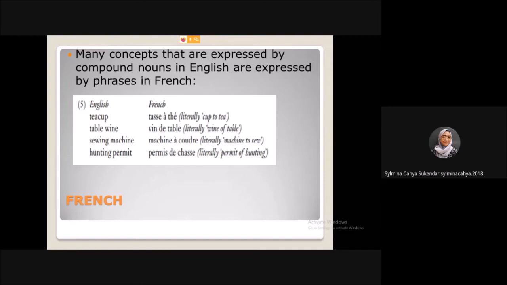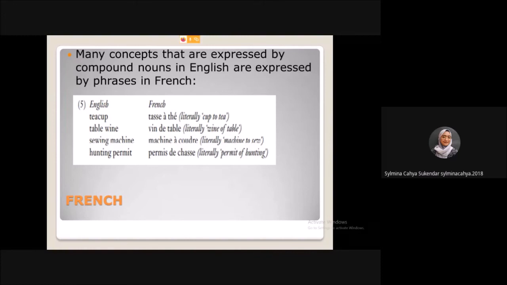While in French, we need a connector like a preposition. So in French, it is called tasse à thé. Between the 2 words, we put the preposition. So if it's translated, it literally means cup of tea. Yeah, and you can read the other examples of compound nouns in both English and French in the comparison yourself. So that's all from me.